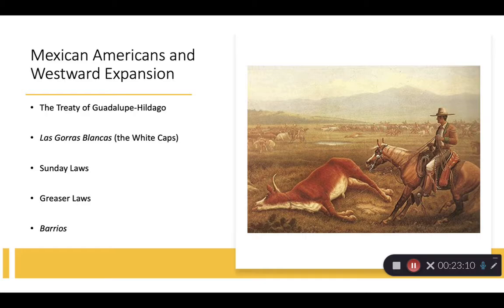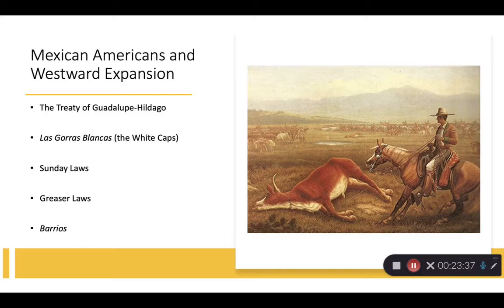And so we have Sunday laws. There are still some Sunday laws in effect around the country. But Sunday laws were put into place partially as a way to restrict Mexican Americans and what they did. Sunday laws are used to restrict or ban certain activities on Sunday, mostly for religious reasons, to try to promote Sundays as a day of worship.